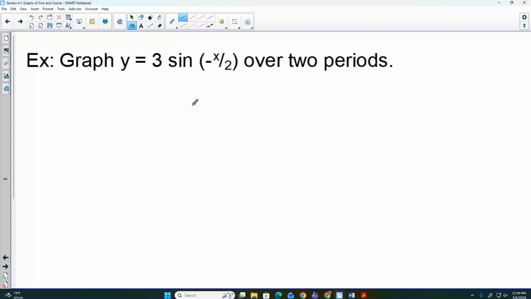All right, so on these graphs, every single trig function through the entire chapter, I'm going to ask you to write down these three pieces of information. We need to know our amplitude, our period, and our count by.